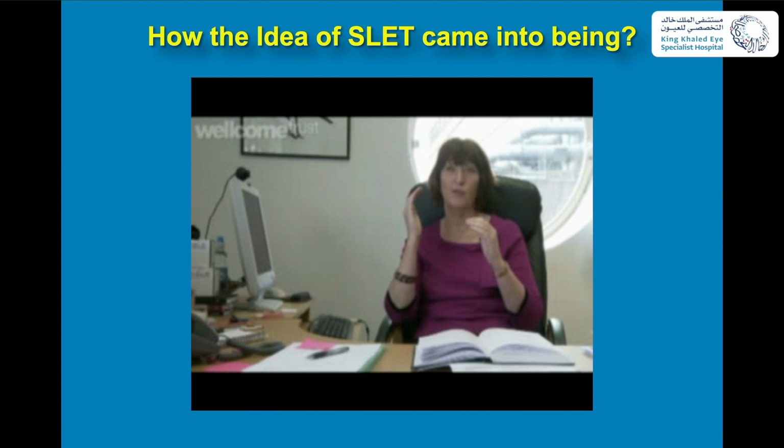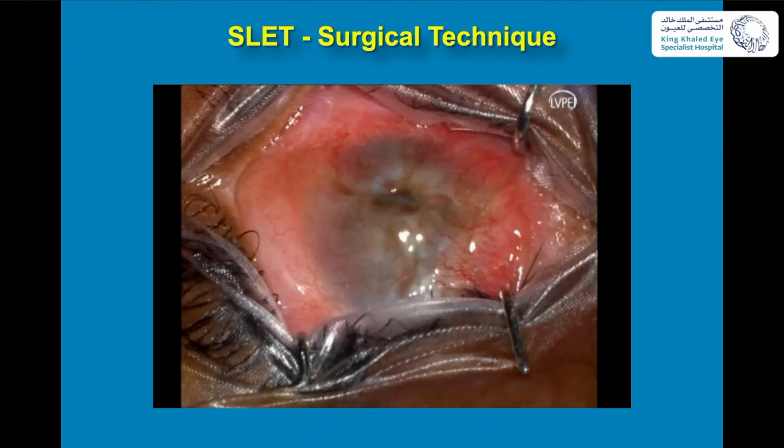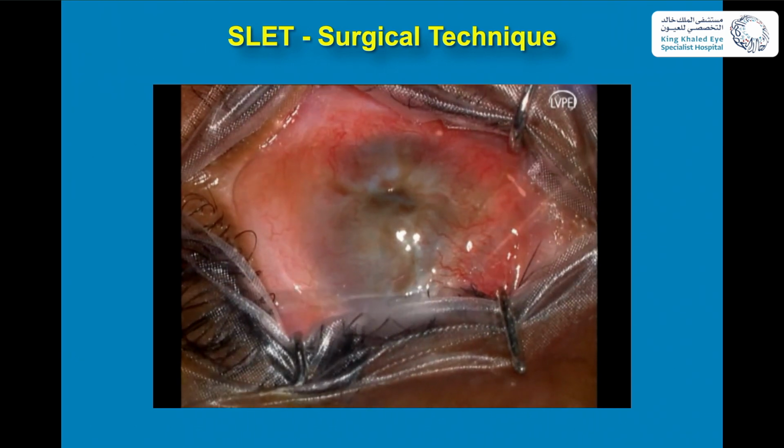So when Professor McNeil was talking about the artificial amniotic membrane, she talked about these micro pockets. So from there I got the idea, oh, you can grow the cells on the surface of the eye. You don't need a lab. And that is where we devised this technique of doing SLET and growing the stem cells on the surface of the eye. And this is the technique in brief.